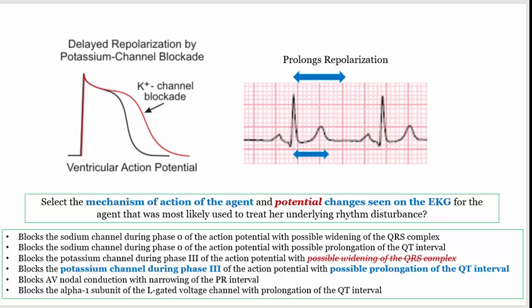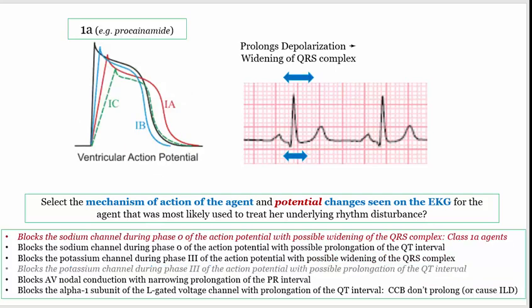So amiodarone does not affect the QRS complex. Its adverse effect would be measured on the QT interval. If we want to impact the QRS complex, you need to use a class 1 agent. These block the sodium channel, which is associated with depolarization.